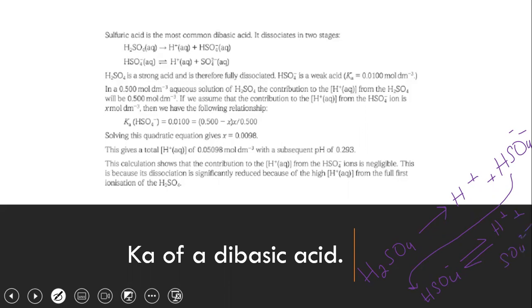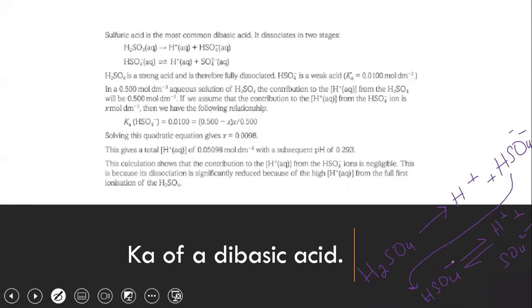Now, hydrogen sulfate ion is a weak acid. That is why the second step is a reversible reaction, because the hydrogen sulfate ion is a weak acid, so it's going to dissociate only partially. So this is how sulfuric acid is dissociating. Majority of the hydrogen ions are removed in the first step. The amount of hydrogen ions removed from the second step is quite small, negligible. But this is how your sulfuric acid is going to dissociate.